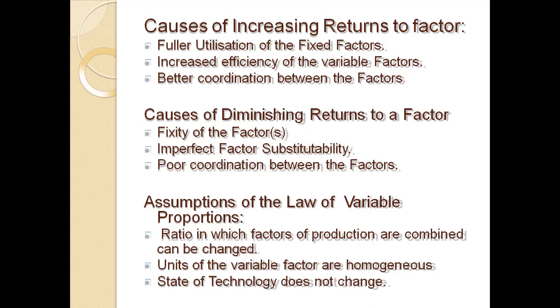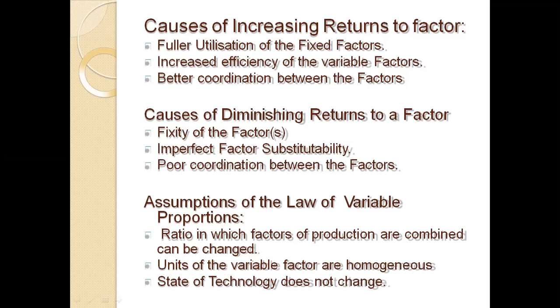The next one talks about increased efficiency of the variable factors. Addition of labor enables process-based division of labor. This increases the efficiency or productivity of the variable factor. So increased efficiency of the variable factor means that when you are increasing the amount of labor, like 1, 2, 3, 4, there is proper division of labor. Whatever variable factors you're adding to your production, whatever work you're giving, it is properly divided.